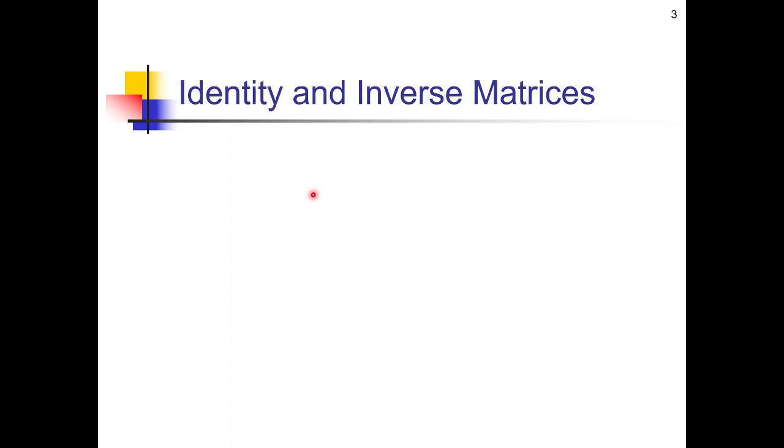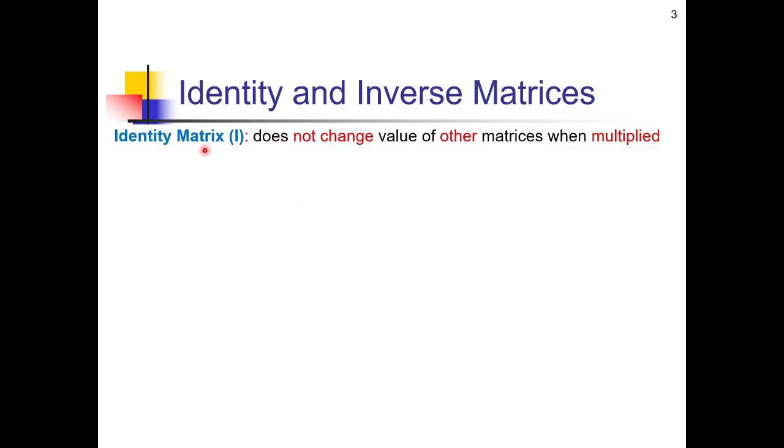So the idea of an identity, just without even thinking about matrices, you might remember when you were first learning about the identity property, there was the additive identity, 0, which didn't change anything when you added it to a number, and there was the multiplicative identity, 1, that didn't change a number when you multiplied by that. Well, matrices have basically the same kind of idea with multiplication. So the identity matrix, which we often refer to as capital I, is a matrix that does not change the value of other matrices when multiplied by those. So you could think of this as kind of the matrix version of 1.